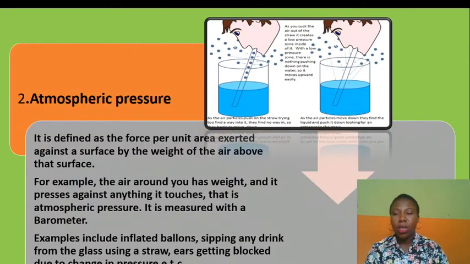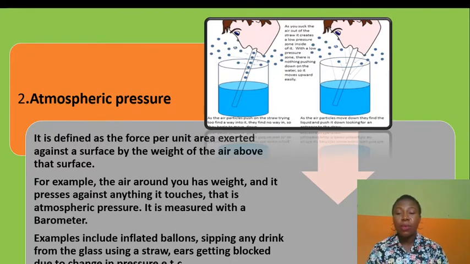Atmospheric pressure. It is defined as the force per unit area exerted against the surface by the weight of the air above the surface. For example, the air around you has weight and it presses against anything it touches. That is atmospheric pressure for you, and it is also measured using a barometer.